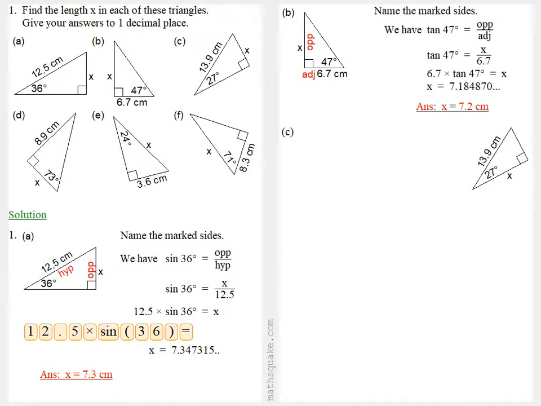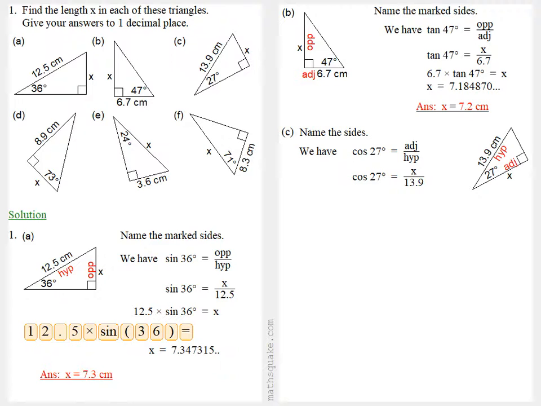In part C, we have a triangle with an angle of 27 degrees. Again, name the sides. Now the side 13.9 centimetres is the side that's opposite the right angle, so it's called the hypotenuse. The side x is next to the angle 27 degrees, so that one's the adjacent side. Now we have the cosine of an angle is the adjacent over the hypotenuse. So the cosine of 27 is equal to x over 13.9.